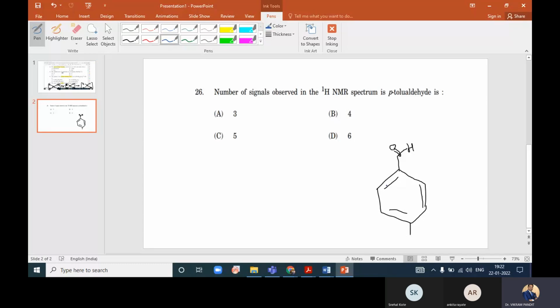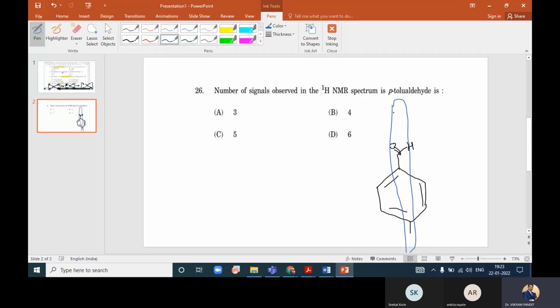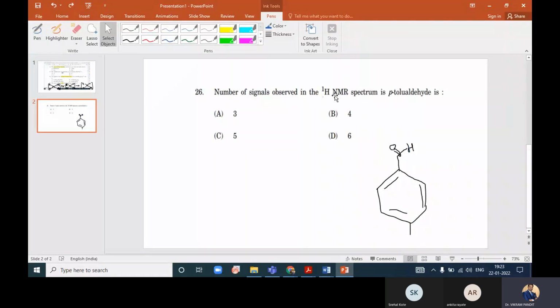I will take a different color pen and put a plane over here. See, if my axis or plane goes from here, I will get similar types of groups on both sides. So this is a symmetrical structure. Okay. Now what I want is H1 NMR. So how many different types of protons are there? Four. Okay. See how to calculate this.